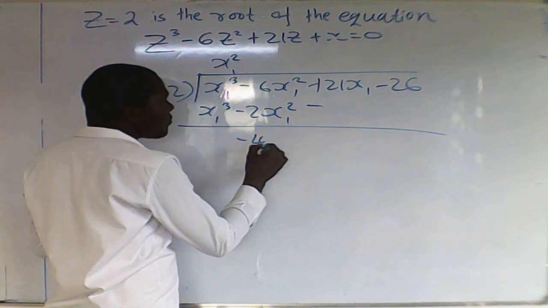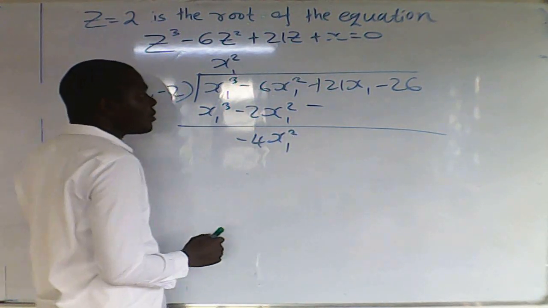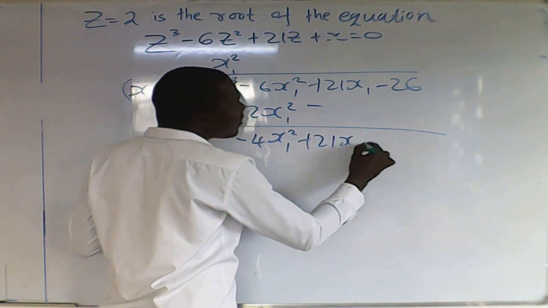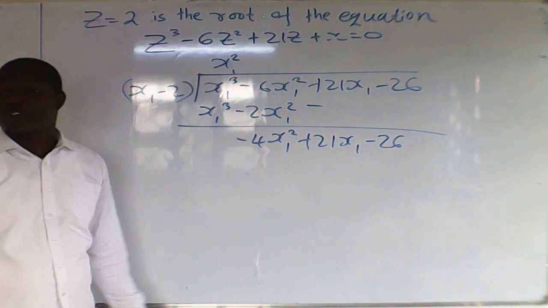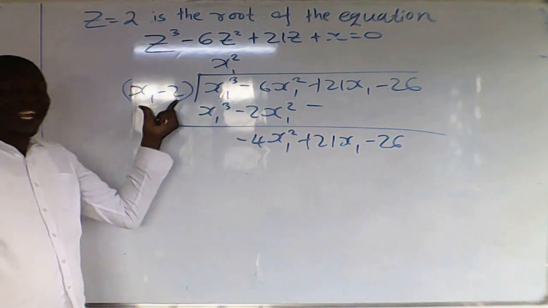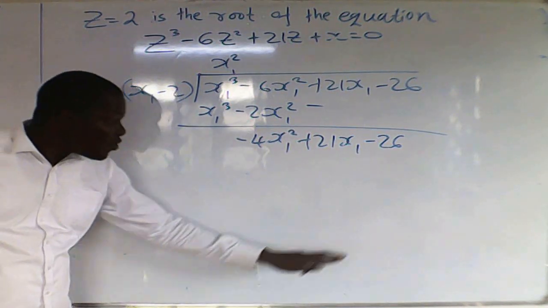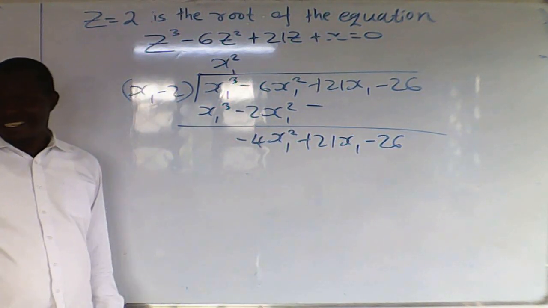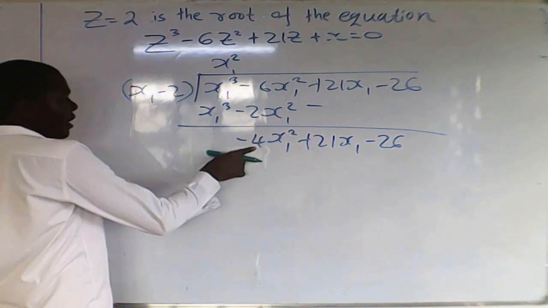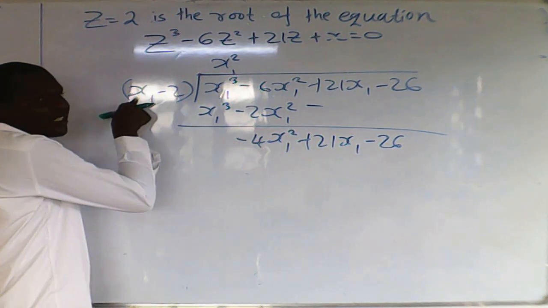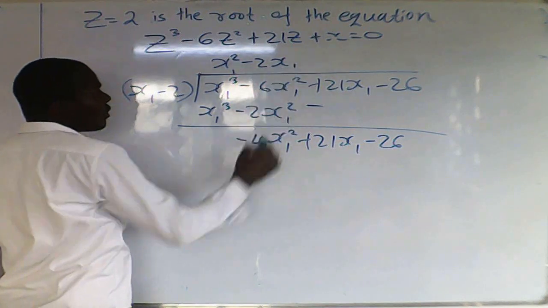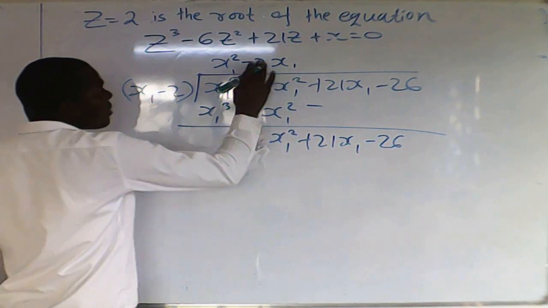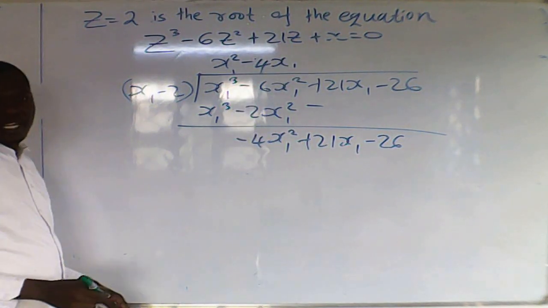Yes. You get negative 4 x1 squared plus 21 x1 minus 26. Remember, you are not going to get a remainder because x1 minus 2 is a root, meaning you cannot get a remainder, you end up with 0. Are you seeing that? So from there, how do you get negative 4 x1 squared from x1? You multiply by negative 4 x1, isn't it?